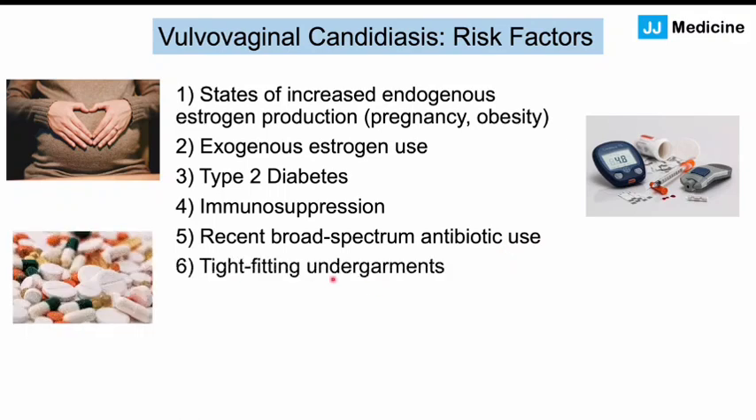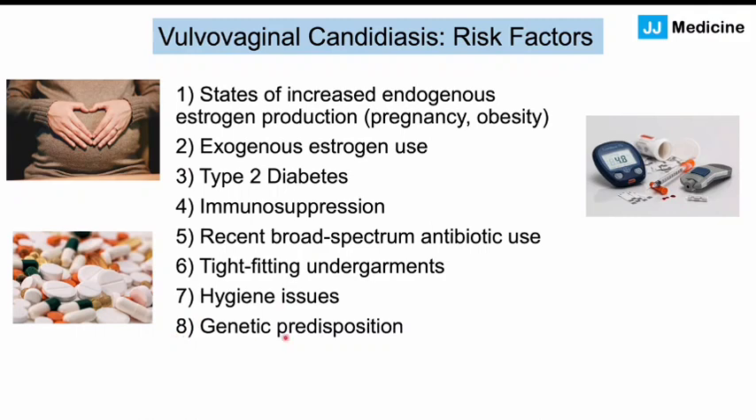Wearing tight-fitting undergarments is another risk factor. So wearing tight-fitting undergarments can produce an environment that is beneficial for the growth of Candida. Having certain hygiene issues, so douching or wiping after using the washroom the wrong way, both of these can increase the likelihood of having this as well. And then having a genetic predisposition for having vulvovaginal candidiasis. So some patients are going to have a genetic predisposition for getting vulvovaginal candidiasis, and it's these patients that are more likely to have issues with recurrent vulvovaginal candidiasis.